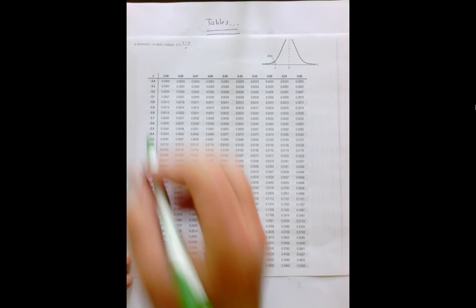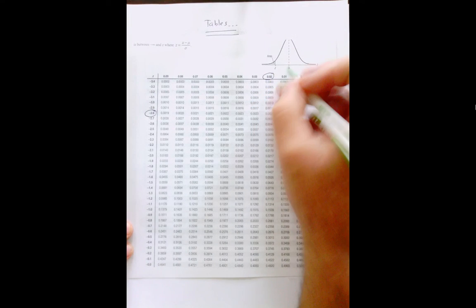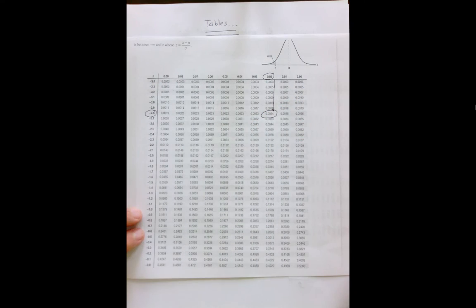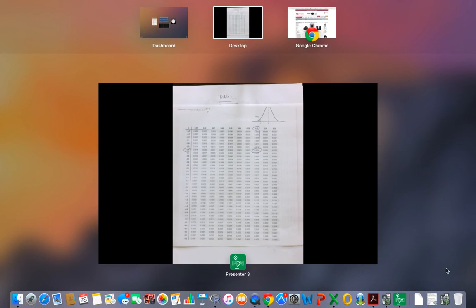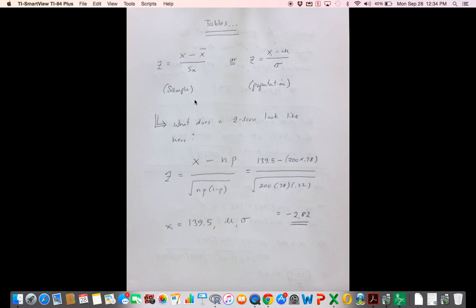So negative 2.8, I'm going to go up here and find negative 2.8. And then I have 0.2. So I'm going to follow this down. And I get 0.0024. What did I get with the calculator? 0.0024. Same thing. Guys, they all require you to find x. They all require you to find the mean. This one requires you to find the standard, or I'm sorry, the z-score.